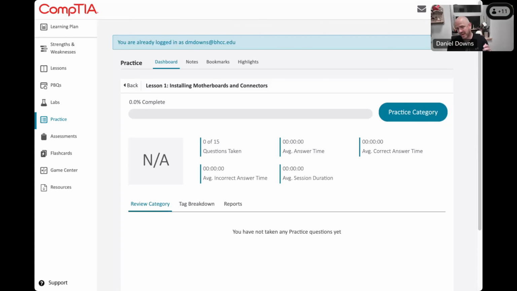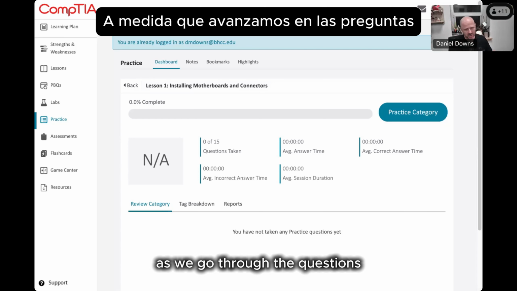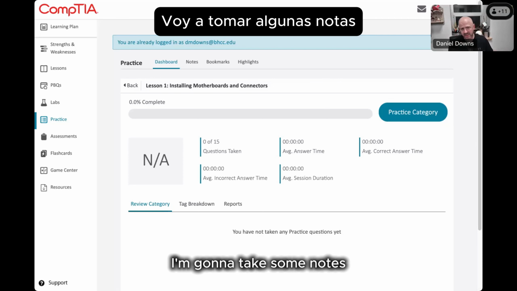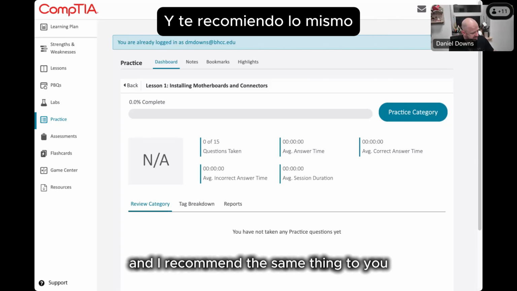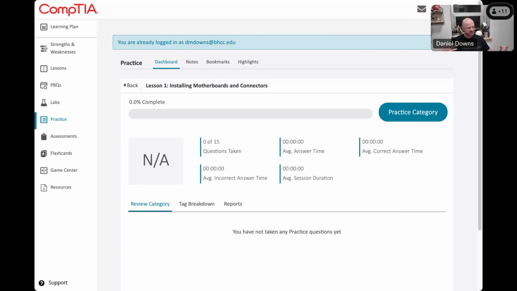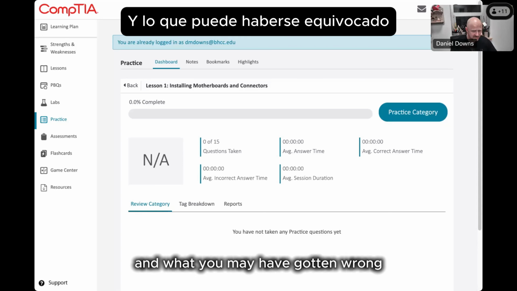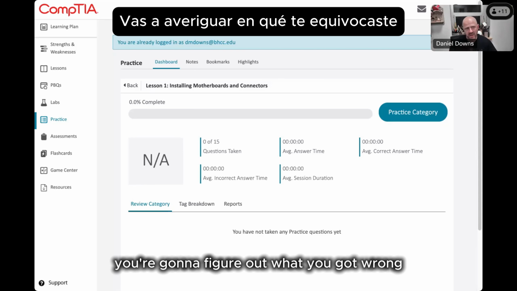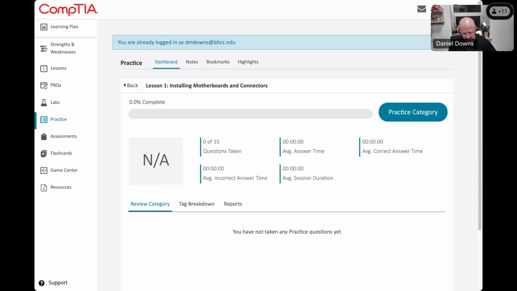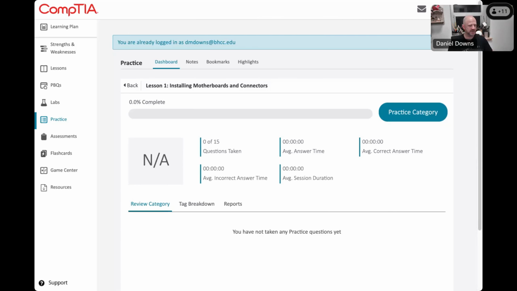What I'm going to do, and I recommend this too, this is a study thing that I think will help. As we go through the questions, I'm going to take some notes just for myself. I'm going to write down what we put for answers. And I recommend the same thing to you when you're studying. When you study and you take a practice, write down your answers as you take it so that you know how to correct and what you may have gotten wrong. They're going to give you the answers. You're going to figure out what you got wrong, but you want to correct yourself as you go along. Always note the correct answer, and we're going to see how we do.